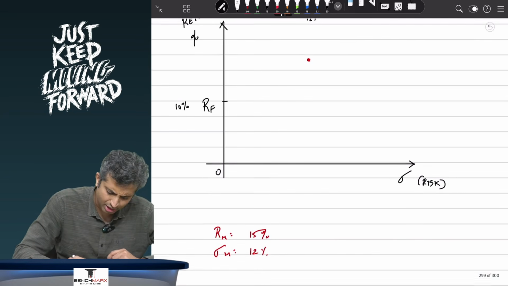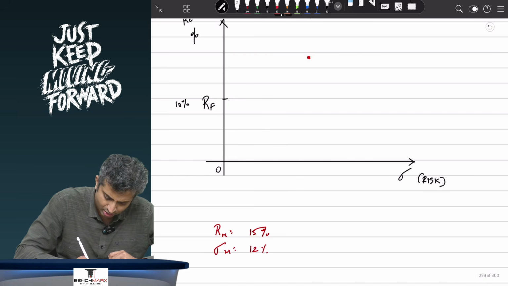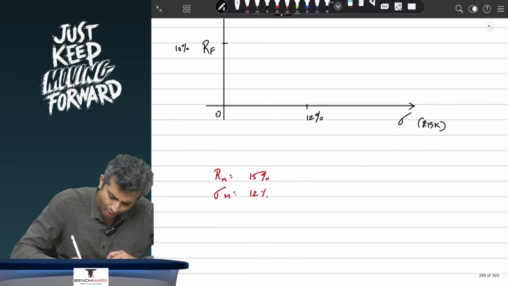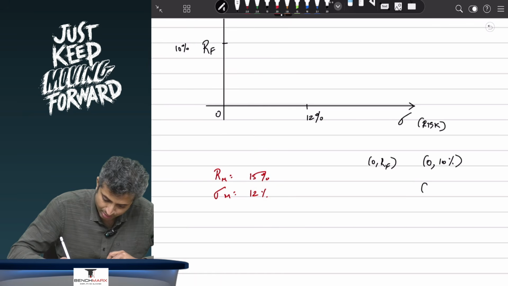So over here you might say that, okay, at a 12% risk, you might make a 15% return. So maybe one of the points for this line may be 0, RF for the capital market line, that is 0, 10%, and one of the points can be maybe 12%.